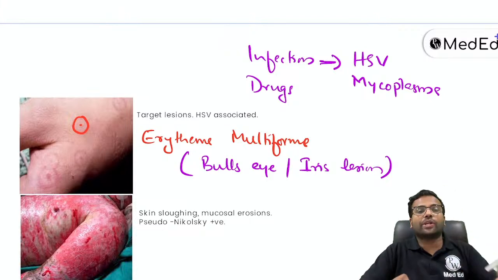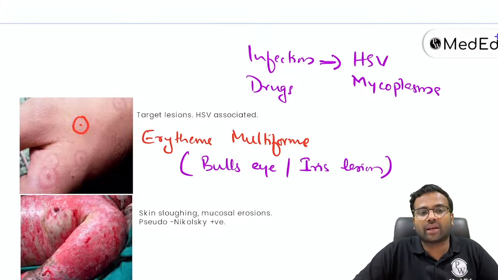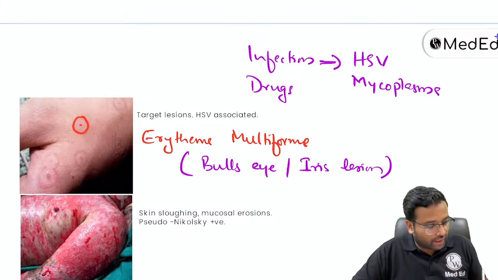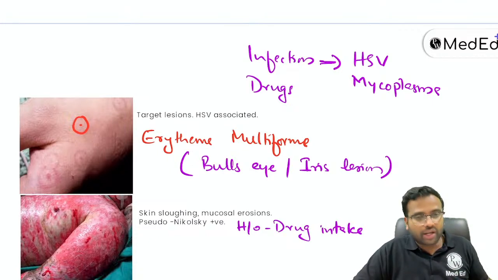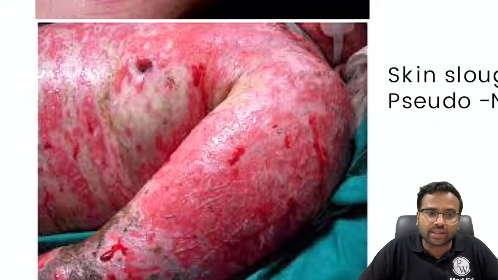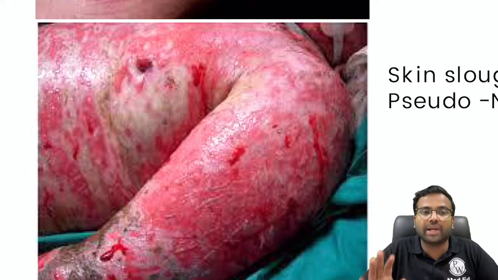This is a patient who is presenting to you with skin sloughing. There are mucosal erosions and pseudo-Nikolsky sign positive. If you want, I'll add one more thing. There is a history of drug intake. The patient has taken some new drug, after which the patient presents to you like this. There is massive skin sloughing. The skin is getting peeled off. For me, it looks like a burns patient, right?